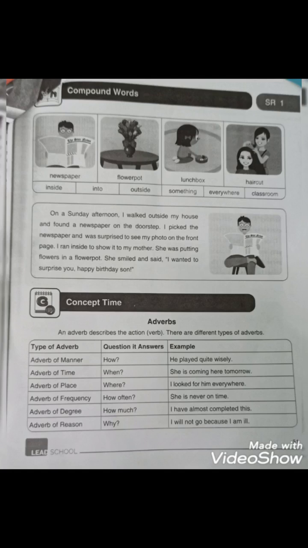So there are different types of adverbs. Adverbs of manner, adverb of time, adverb of place, adverb of frequency, adverb of degree, and adverb of reason. First we will see the example part. He played quite wisely. Here the adverb is wisely. Why? Because with this answer we can ask the question how he played. Answer: he played quite wisely. So the answer provides the manner, how.